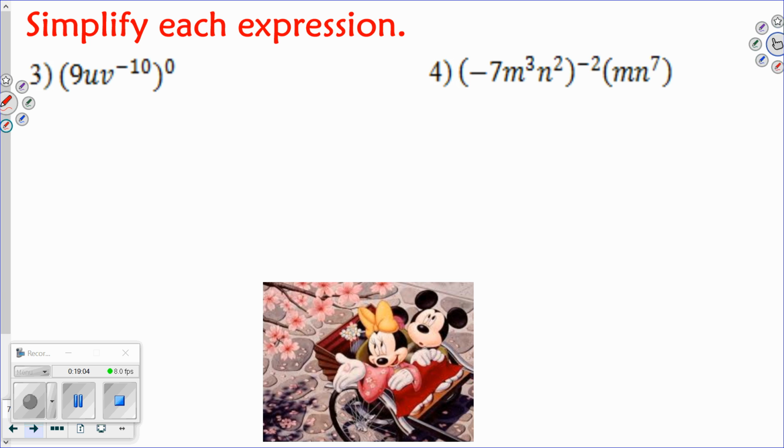Technically, if I distribute it, they'd all have an exponent of 0. So do I really need to? Am I allowed to see this and just do this and call it a day? I like those. Anything to the 0 power. This entire piece right here was raised to the 0. Poof, gone. My answer is just 1.